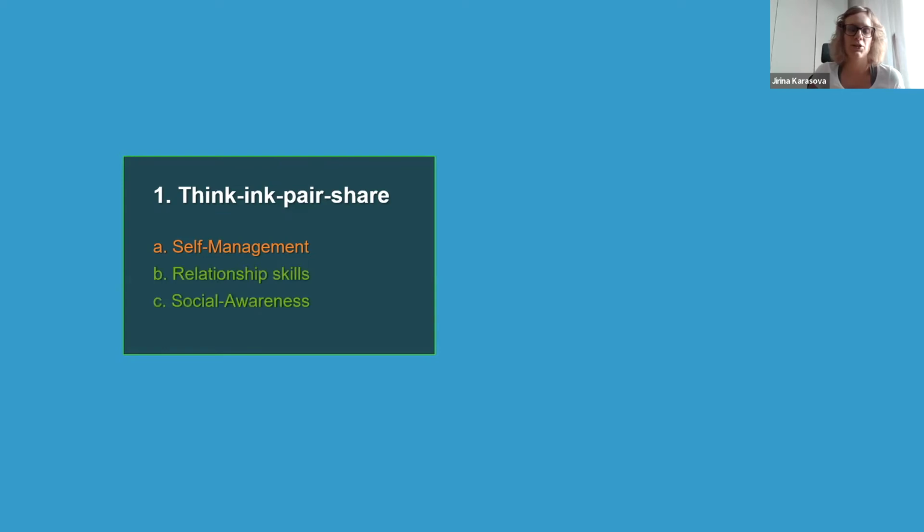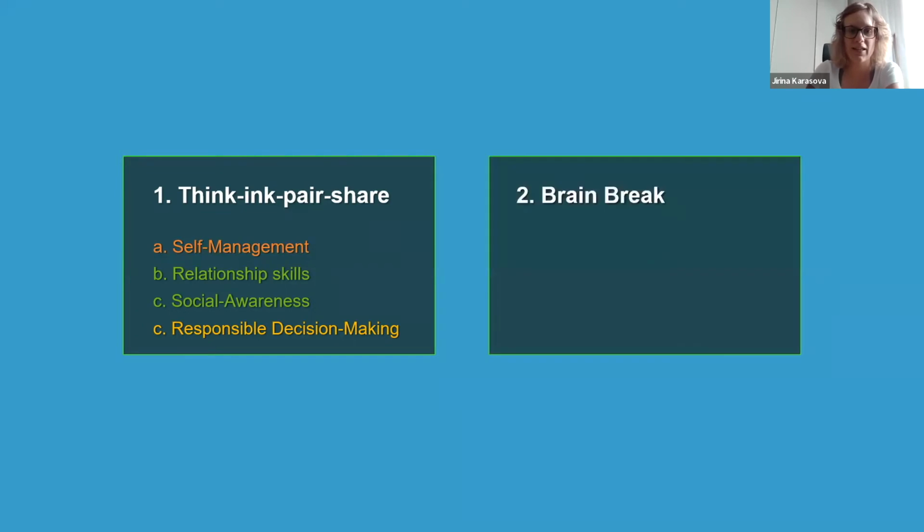And then we have relationship skills, social awareness, we said that already, and then responsible decision making. And that is that they make judgments about what to share, and they also reflect on their role in the group. So they need to decide how they will collaborate together. So that was the first activity. And then we have another one, and you also know this one, it's brain breaks.